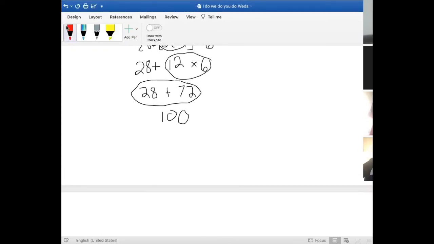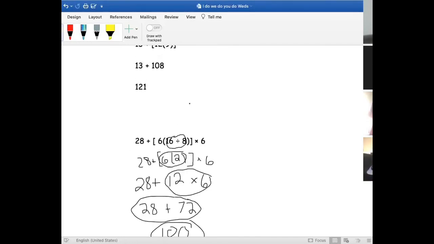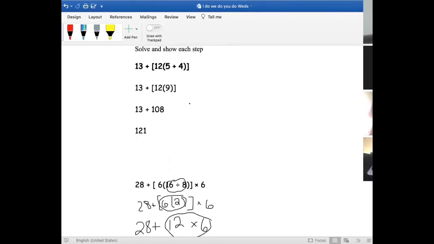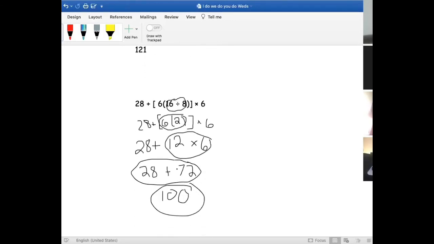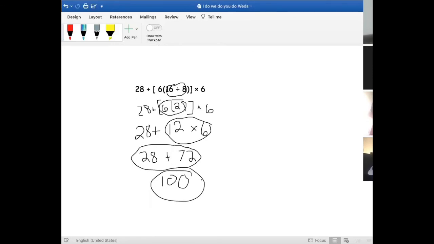Okay, so that's what we're going to do today. So now you don't have to write your steps. You're just going to pick what you're going to solve and just solve it one by one till you have nothing left but the answer. All right, let's take a look at our independent work and we'll go from there. And then we'll move into our groups.